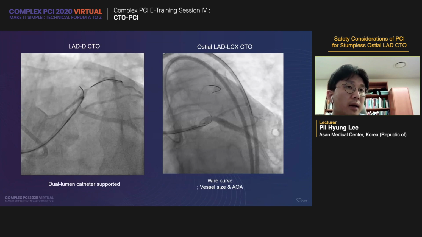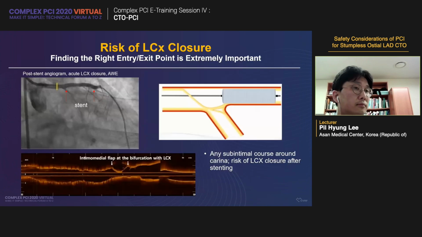This is a side-by-side comparison of stumpless mid-LAD and ostial LAD CTO. You can easily appreciate the different features of each and understand the difficulty of accessing the right point and right direction of the CTO entry. I want to emphasize that you should always confirm that the guide wire course is truly the true-to-true course.